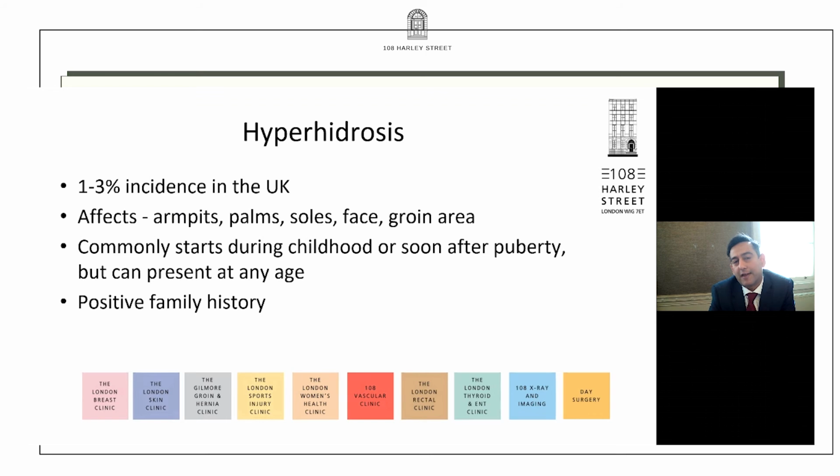Hyperhidrosis tends to affect the armpits, the palms, soles, the face, and the groin area. It commonly starts during childhood or soon after puberty, but can affect any age. There's almost a 50 to 60% positive family history associated with hyperhidrosis, and some studies even talk about a slight female preponderance.